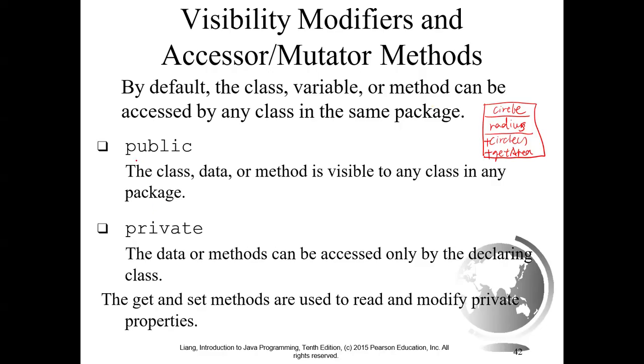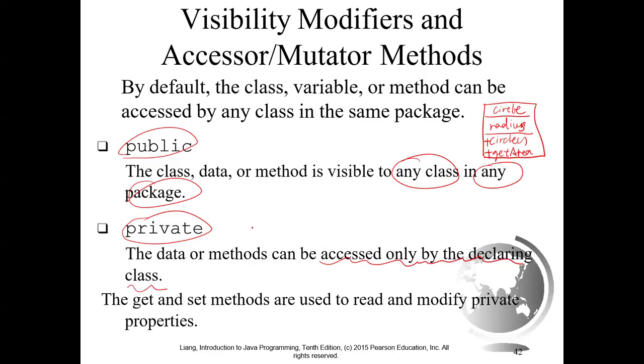Now it's time to explain what is public and what is private. These are two things. A public keyword means that the class, data, or method is visible to any class in any package. However, if we use a private keyword, that means the data or method can be accessed only by the declaring class. You can say that it is within the same class.